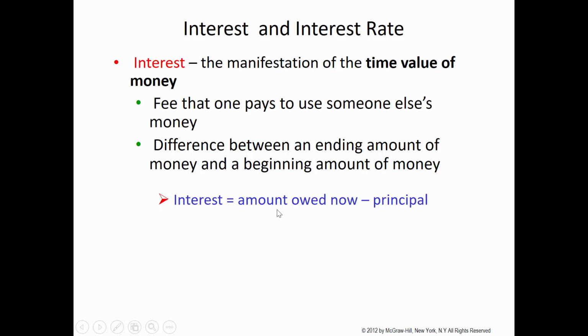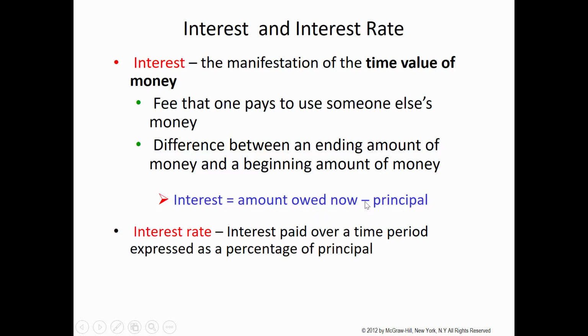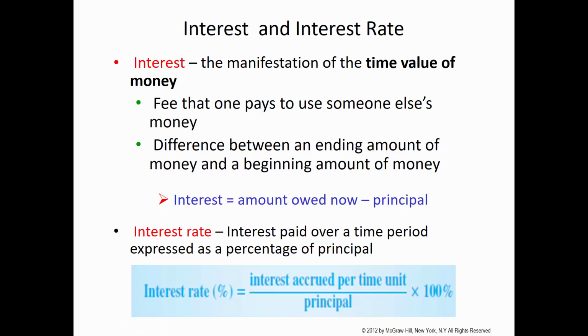So here's that formula. Interest is the difference between the amount that you owe now, this is now from the perspective of the borrower, versus the principal. And if we express that as a percentage, here's the formula that you can use to calculate interest rate. So write this down. You're going to need this formula for the in-class exercise I have for you today. The interest rate is the interest accrued per time unit. Now, by default, most interest rates are expressed as an annualized rate. So usually it's expressed per year. But there are some situations where the interest rate is expressed monthly or even daily.